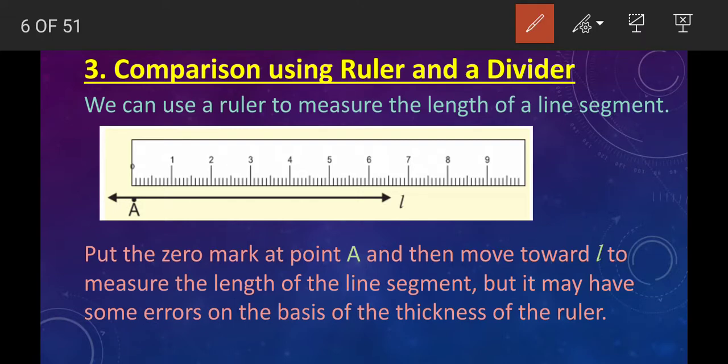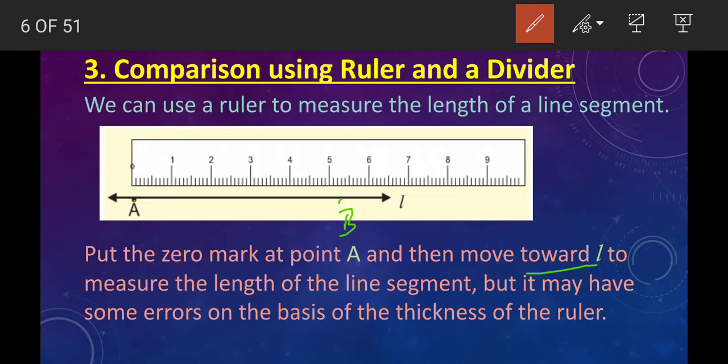Put the zero mark at the point A. Here we have to put a point and place the ruler just above that line segment, and 0 should coincide with that point. Then move towards L to measure the length of the line segment. Suppose I am taking another point here, that one is B. So we can say the measure of the line segment is 5.3 or 5.2.